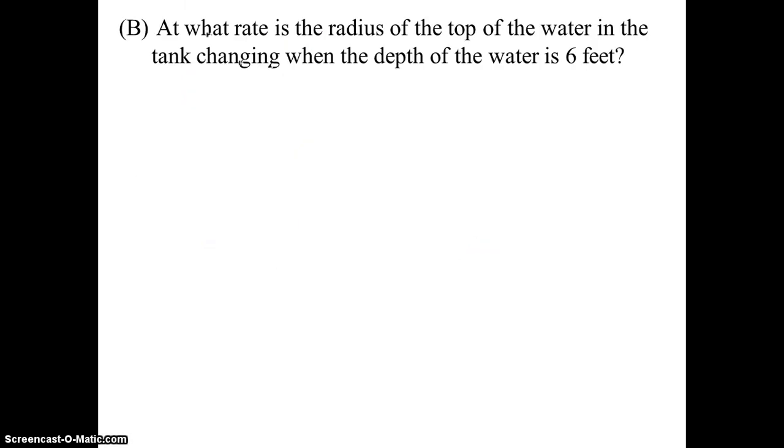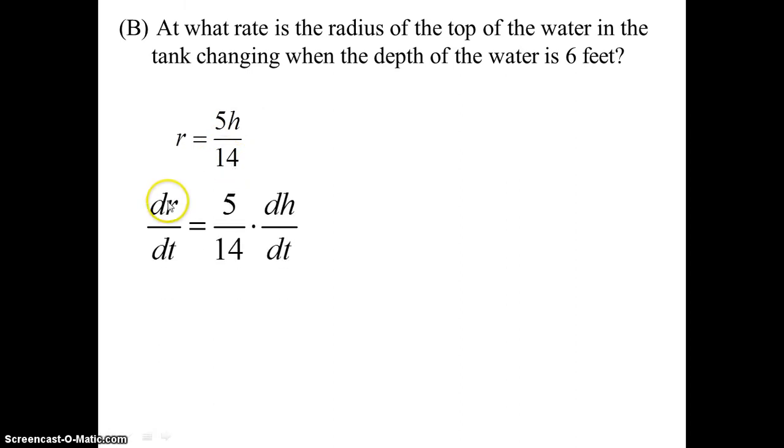Part B. At what rate is the radius of the top of the water in the tank changing when the depth of the water is 6 feet? I can go and do my whole V equals blah blah blah again, and this time I can substitute in terms of H in terms of R, or it's just going to be messy. Here's what I want to do. We had that equation we generated from our proportion as R equals 5H over 14. Well, if I derive that, I get dr/dt equals my coefficient 5/14 times my derivative of height with respect to time, dH/dt.